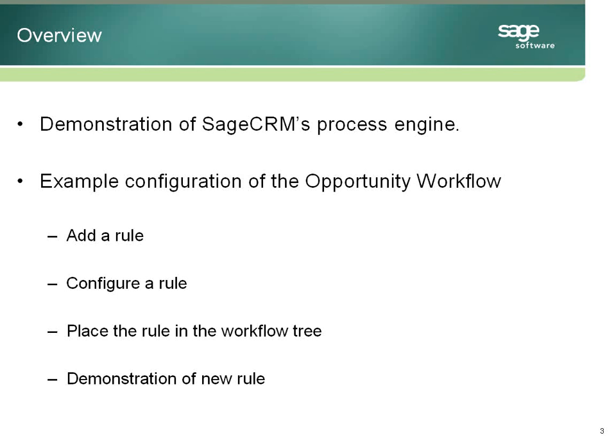Let's now look at what we've done here in our overview. We've done a demonstration of the Sage CRM process engine. We've shown you an example of how to configure the opportunity workflow by adding a rule, configuring that rule. We then place that rule in the tree, and then we did a demonstration of what that rule actually has available for us to do.